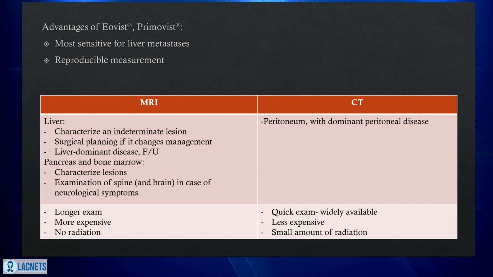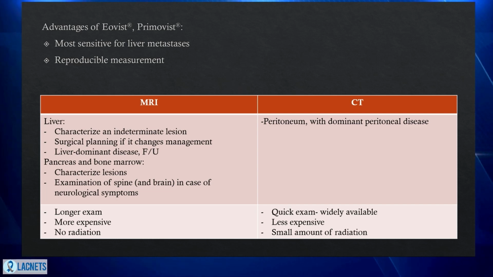For pancreas and bone marrow and also the brain, if we want to characterize lesions or if we have neurological symptoms, for example, if we have a spine metastasis that might be compressing the spinal canal or causing neurologic symptoms, or if there's a lesion compressing on parts of the brain, then MRI is very helpful to evaluate these areas.